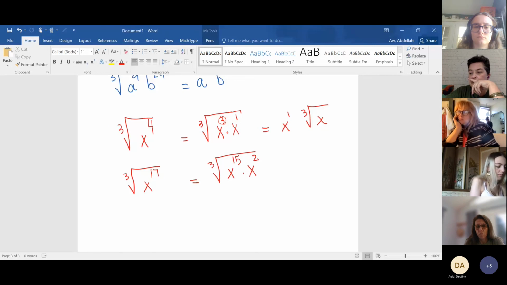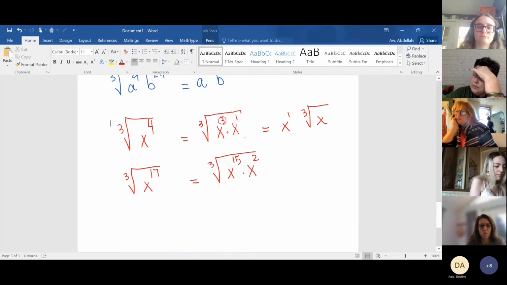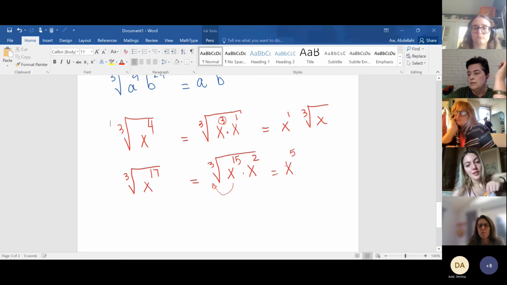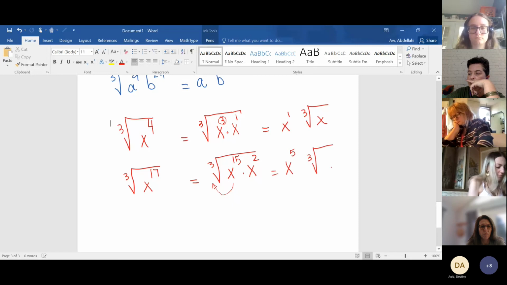Again, what we want is to break down any exponent that does not divide evenly by 3 into the number that divides evenly by 3 and then the remainder. 15 is a good number, so the x to the 15 can go out. When it goes out, it becomes x to the 5th, 15 divided by 3. And the other one, there's nothing to do with it. We just leave it like that.